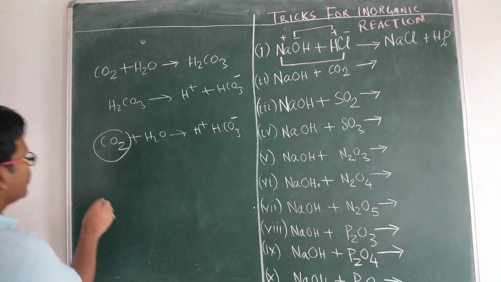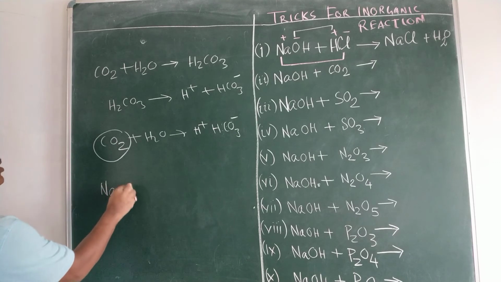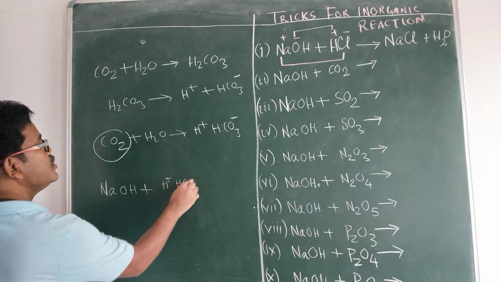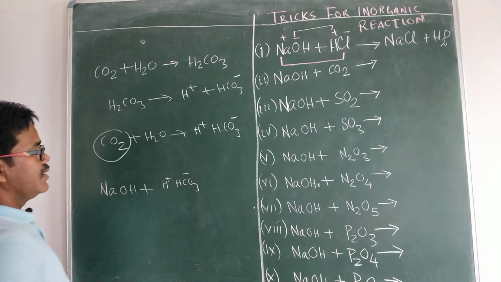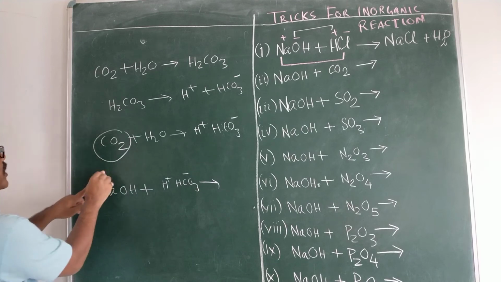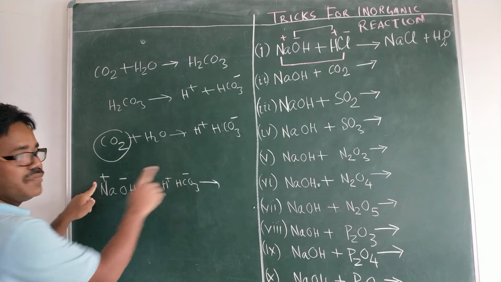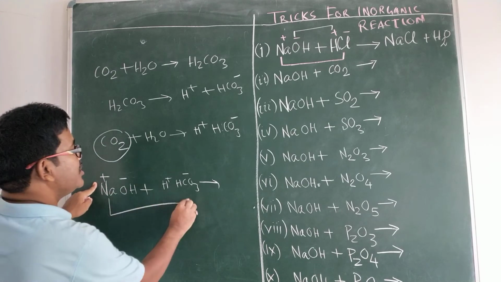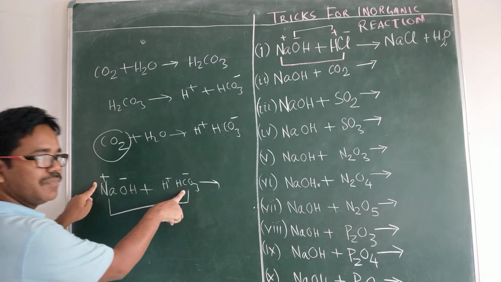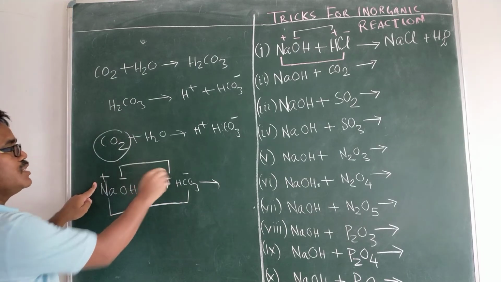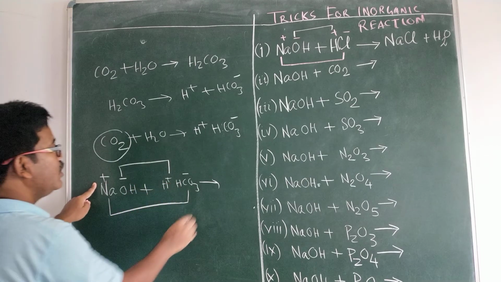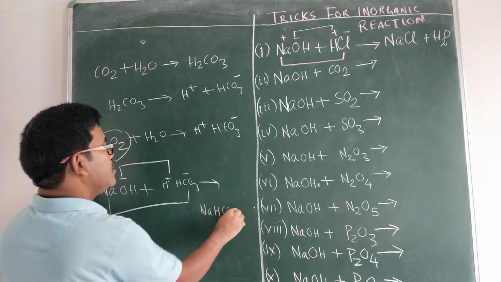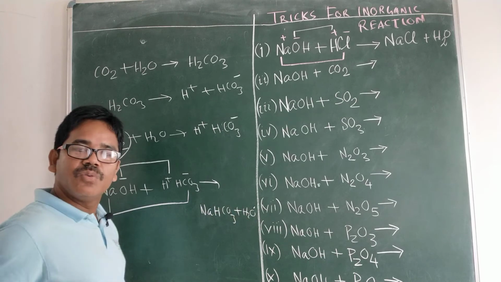Now, if you try to write the reaction sodium hydroxide plus H plus HCO3 minus, here also there is a positive, negative, here also there is a positive, negative. Now again, simple, just ion exchange. Positive of this combines with the negative of that. Negative of this combines with the positive of that. Therefore, what product will we get here? We will be getting NaHCO3 plus water. Could you follow it?